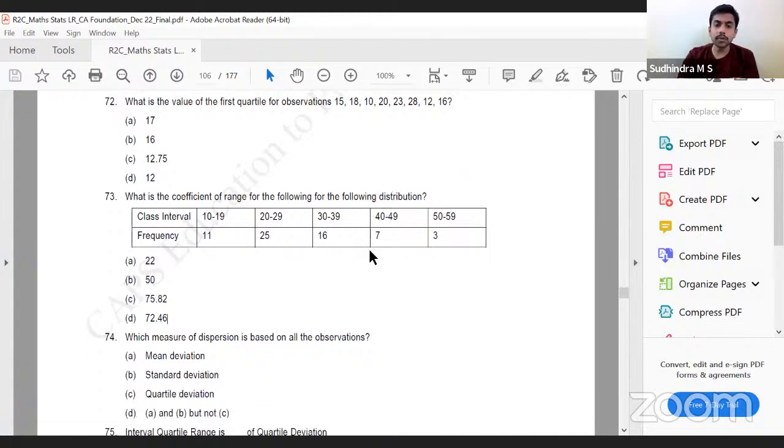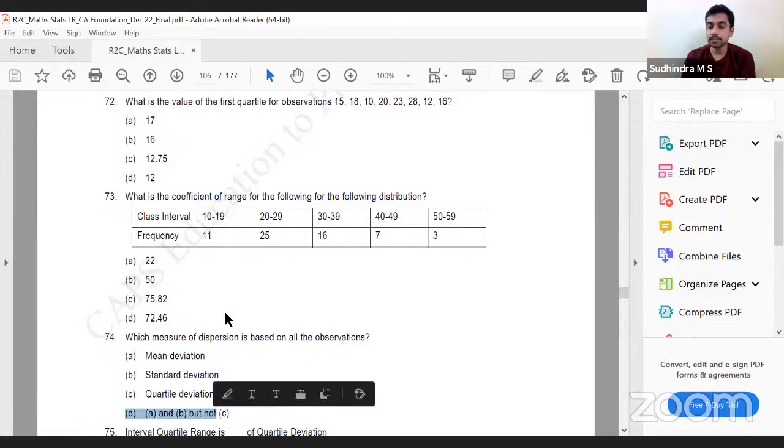Which measure of dispersion is based on all the observations? Mean deviation and standard deviation, but not C. Option D. Mean deviation is based on all observations, since it is the modulus of x minus a, by n. Standard deviation is obviously based on all observations, but quartile deviation is not. Therefore A and B, but not C. Option D is the correct answer.